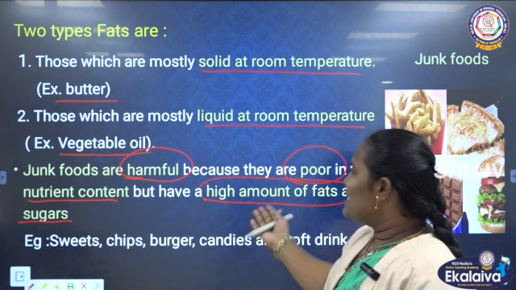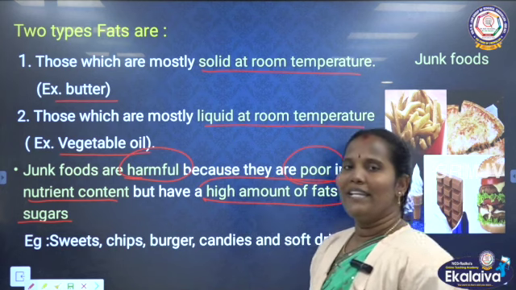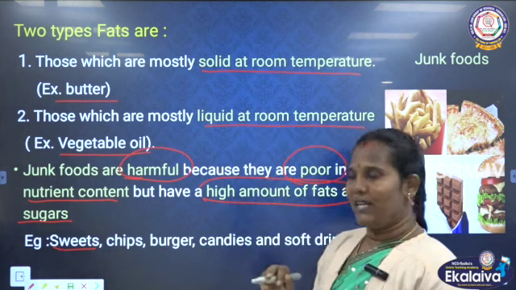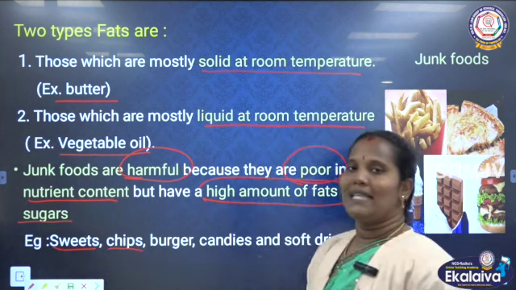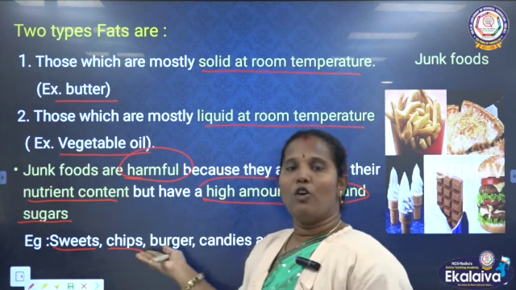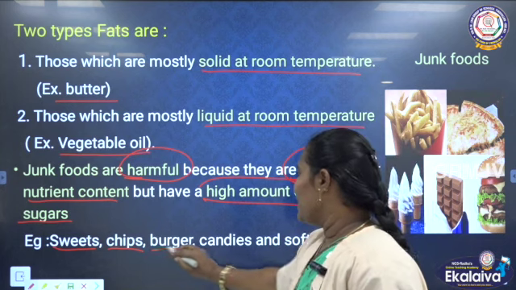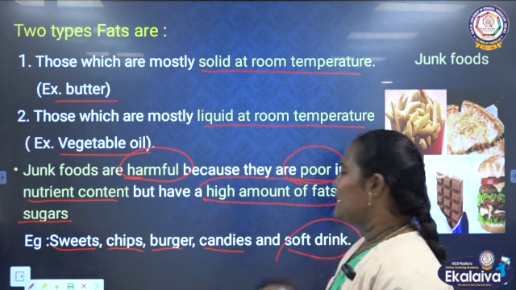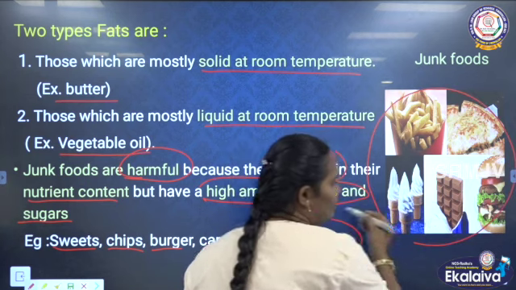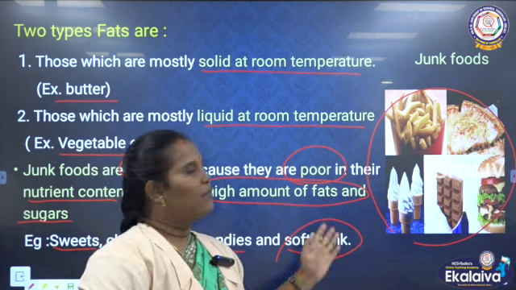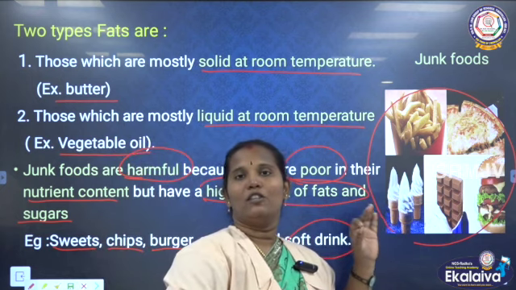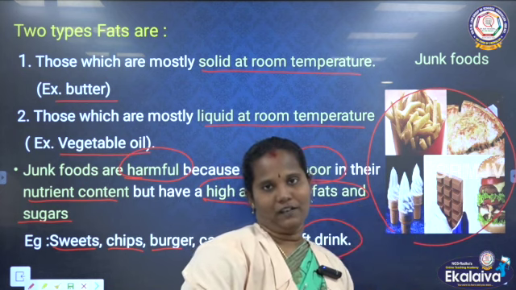What are examples of junk food? We know very well many junk foods we are eating nowadays. What are they? Sweets, we are eating too much sweets, and then chips. Chips are deep fried in vegetable oil, so there is a lot of fat content. And then burgers, candies, cool drinks like this. All these are examples of junk food. This junk food gives a lot of energy, but it has less nutrition.